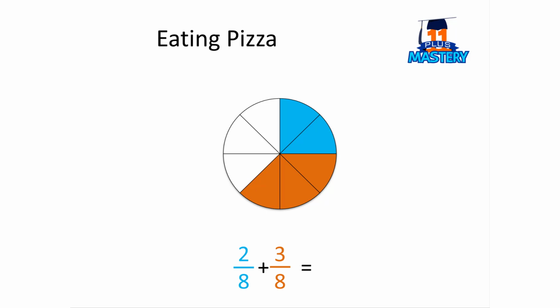Let's count how many pieces are now shaded. 1, 2, 3, 4, 5. My total number of pieces in a pizza is still 8, so the bottom number has not changed. By adding more pieces of pizza, I'm not changing how many pieces there are in each pizza. Therefore, when we add or subtract fractions, the bottom number, the denominator, does not change.